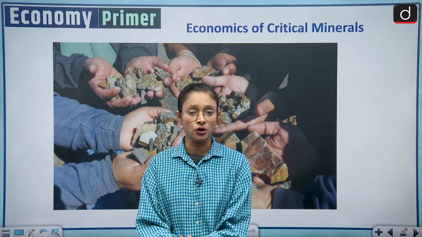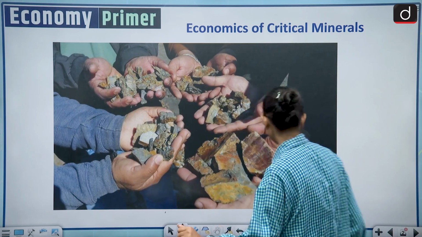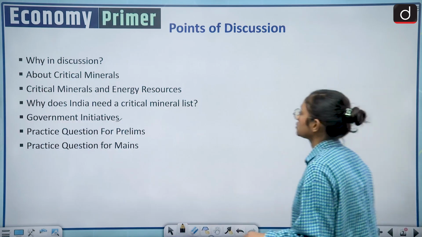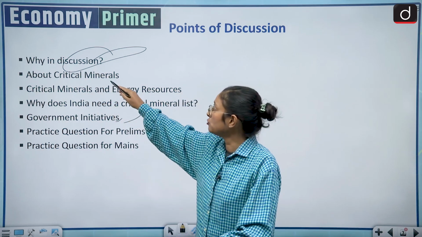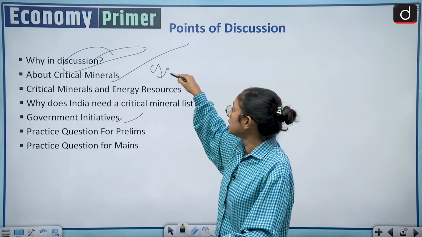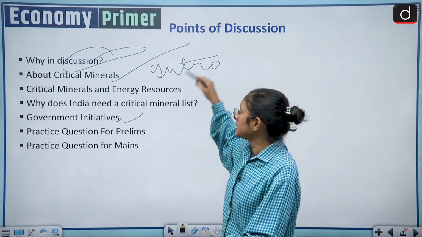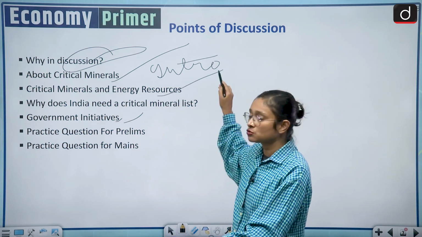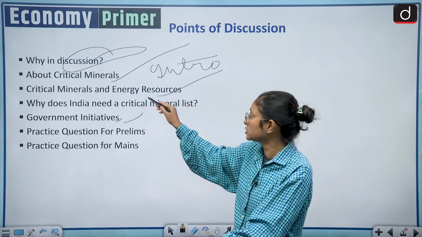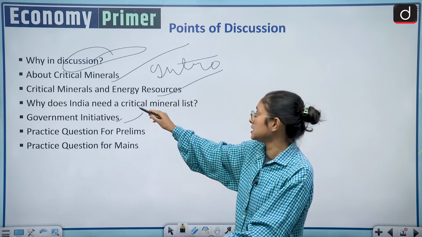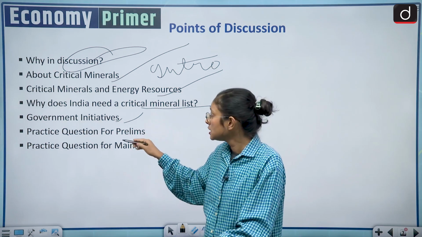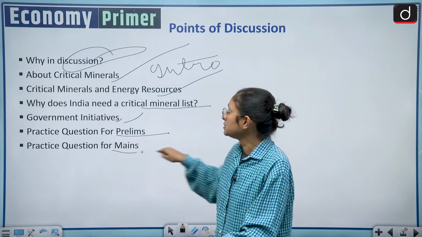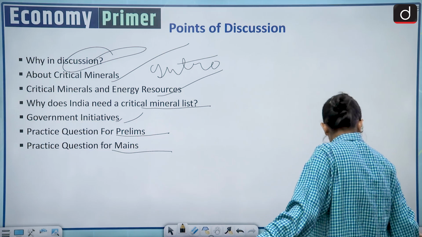So moving to the points of discussion. First of all, we are going to discuss why this topic is under discussion, and then about critical minerals. The intro will cover critical minerals, and then critical minerals and energy resources, where we will try to discuss the correlation between the two. Then why India needs a critical mineral list, government initiatives regarding critical minerals, and practice questions, problems and means. So moving to the discussion part.